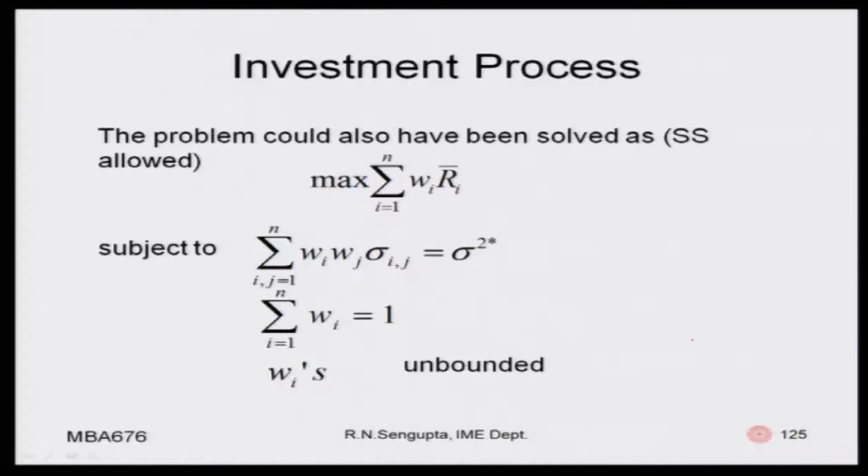If short selling is involved, exactly the same thing: maximize the return subject to the constraint where the risk of the portfolio is less than or equal to some sigma square star, which is a known value. The weights sum to 1 and the wi's are unbounded.